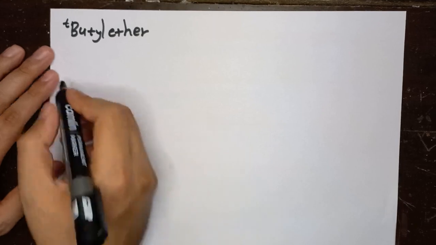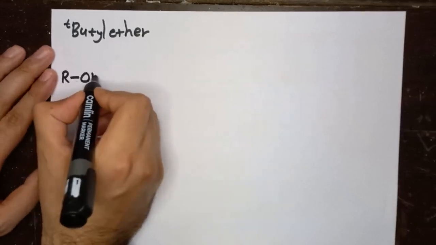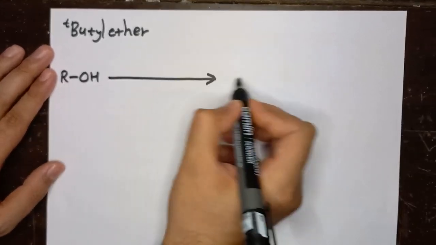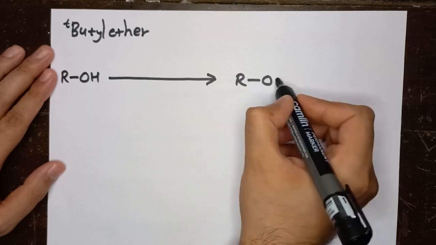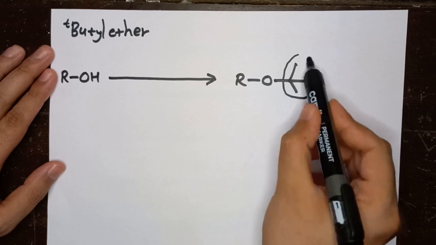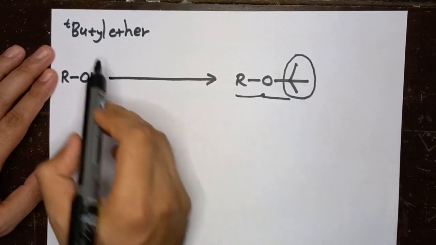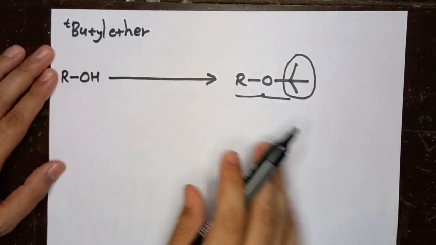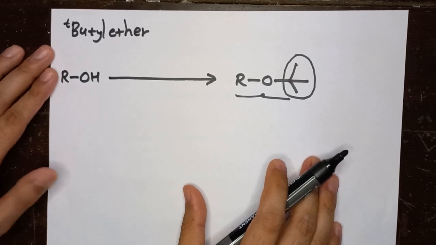Okay, so suppose I have alcohol and I want to convert this molecule. Basically, I want to protect my alcohol by using a tertiary butyl ether protection. That's why it is named tertiary butyl ether protection. So what reagent should I use?